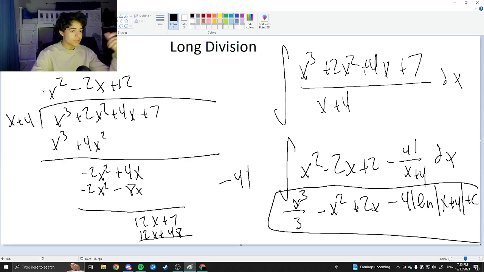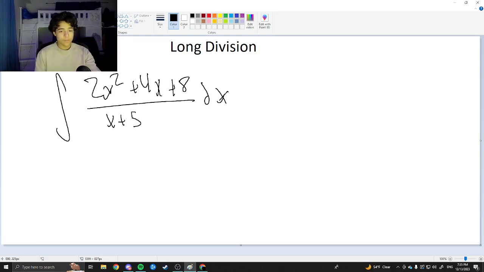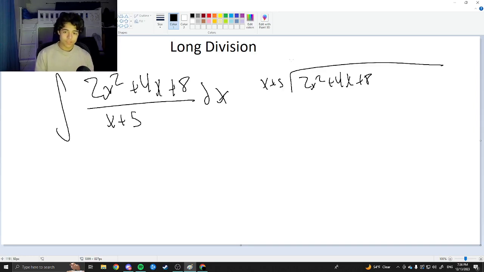We're going to look at one more of these, and then we're done with the unit. So if we have this problem here, same thing as before, we're going to set up a long division. We'll do it on this side. We'll have 2x squared plus 4x plus 8 divided by x plus 5. First things first, 2x. So we'll get 2x squared plus 10x. We subtract that, we get negative 6x.